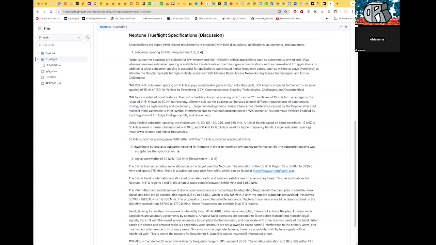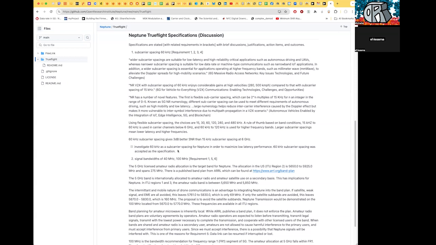And so what you're seeing on the screen is the first cut of a set of specifications. With OFDM, one of the first things that you need to deal with is the subcarrier spacing and the signal bandwidth. So that's why we have this discussion here. And the subcarrier spacing here is 60 kilohertz. It's not the 13 or 12 or 15 or 20.